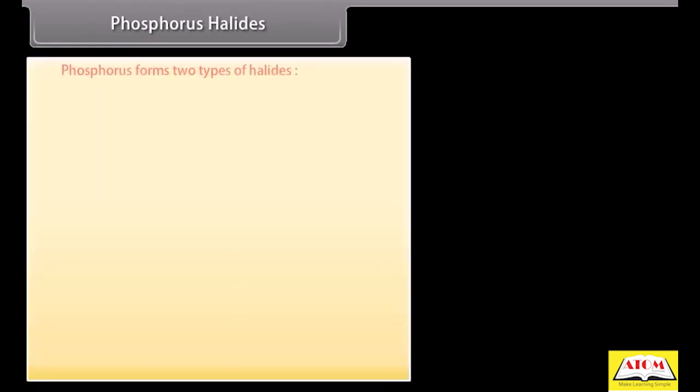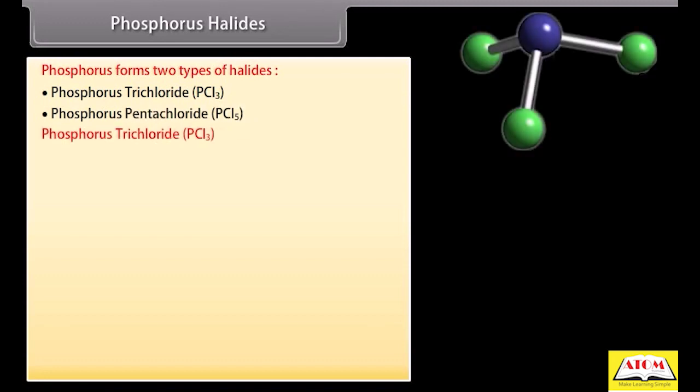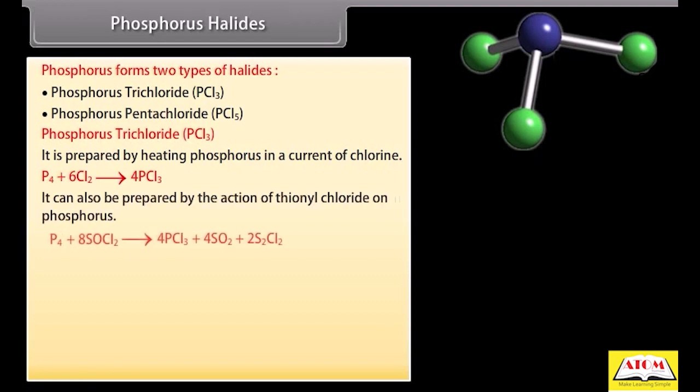Phosphorus halides. Phosphorus forms two types of halides: phosphorus trichloride and phosphorus pentachloride. Phosphorus trichloride. It is prepared by heating phosphorus in a current of chlorine. It can also be prepared by action of thionyl chloride on phosphorus.